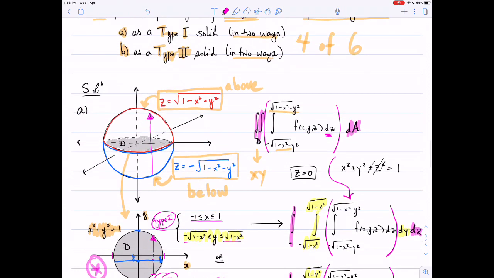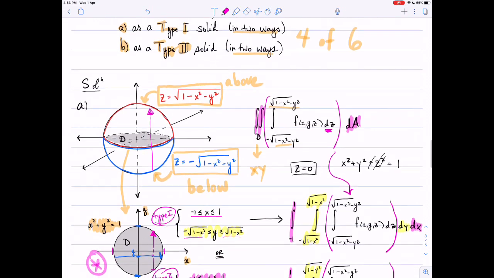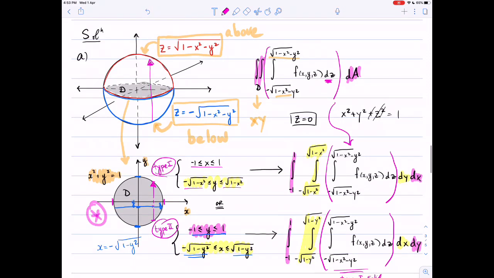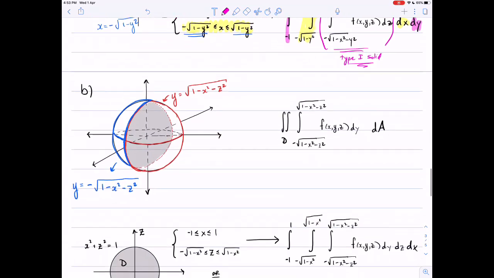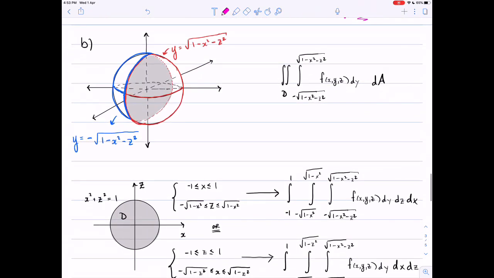That was part A. Part A says set it up as a type 1 integral above and below in each of the two ways for the region D, the shadow region. So let's do this quickly now for B, a type 3 integral where we've got a right boundary and a left boundary.